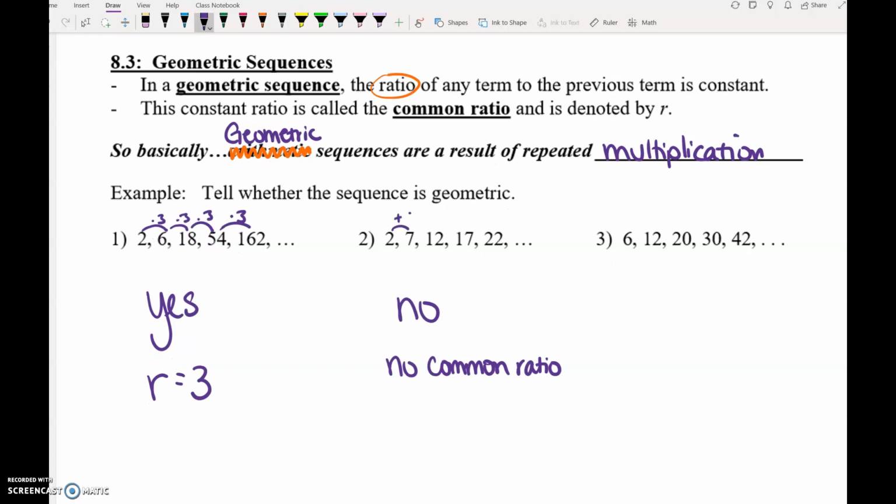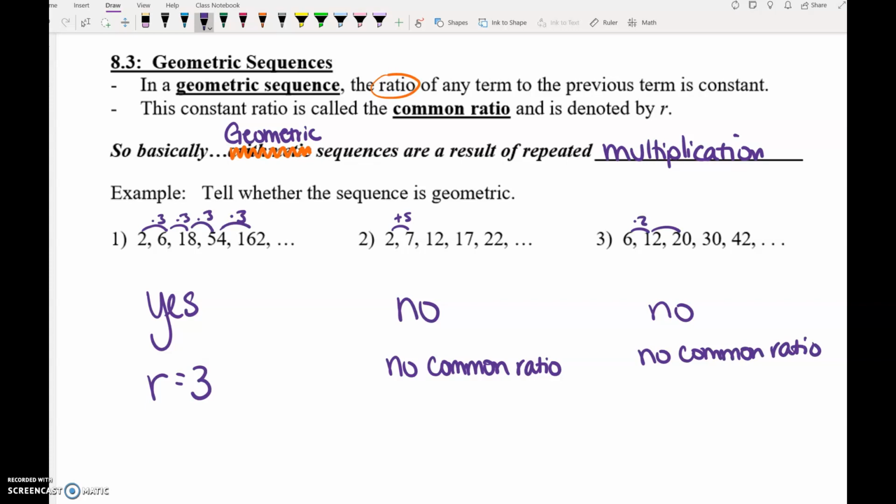This looks like it's a +5 pattern. Number 3, I don't know what pattern that is, but 6 to 12 would be times 2. 12 times 2 is definitely not 20, so no, it's not geometric. And our reason is no common ratio.